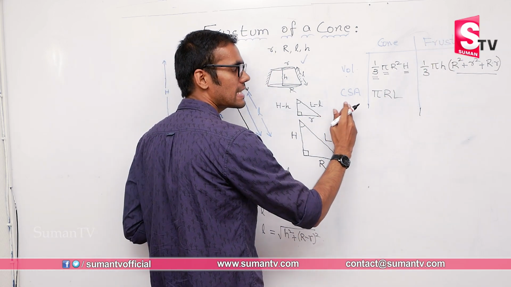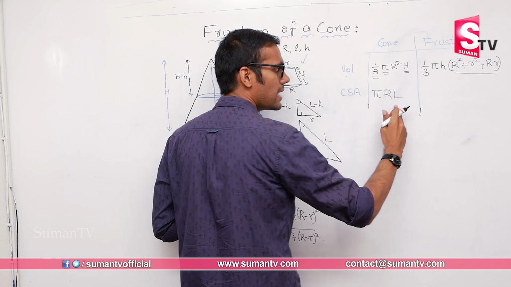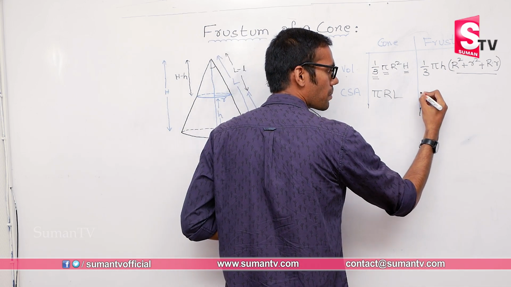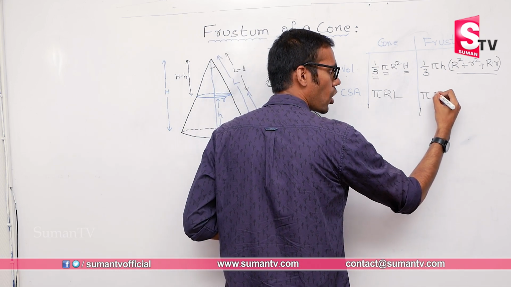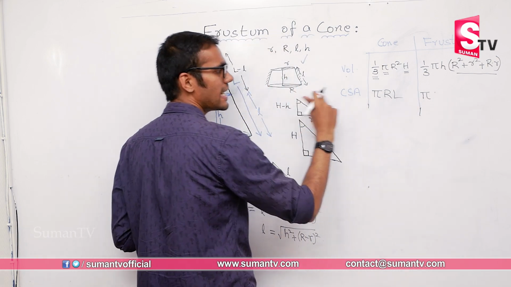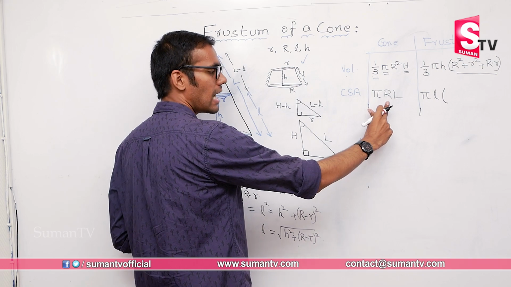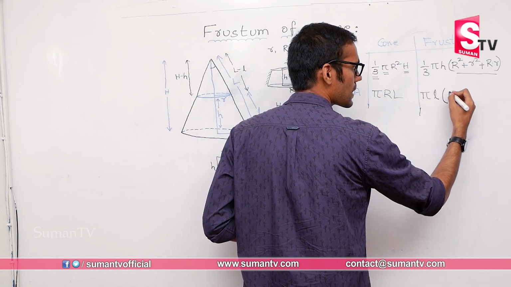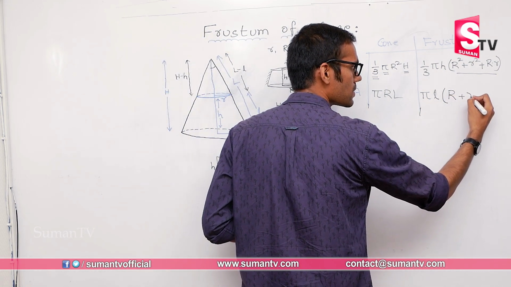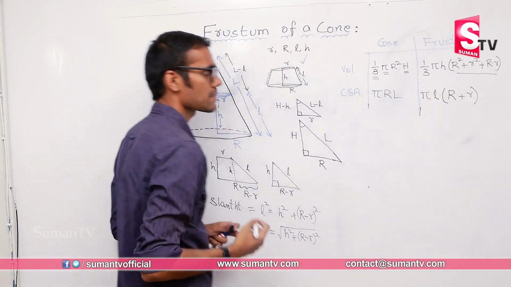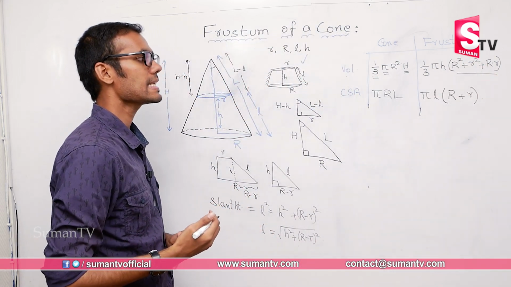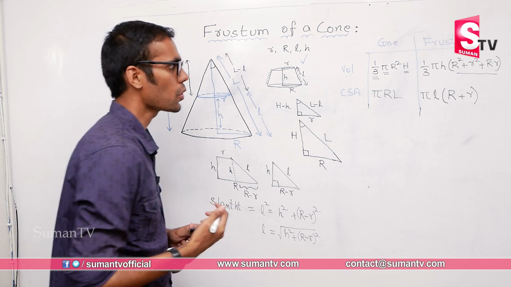And how do you remember CSA? In CSA, what will you take? Pi l common. So pi into what is the slant height? Small l. And in place of capital R, you will be taking capital R plus small r. So this is the CSA of frustum of cone.